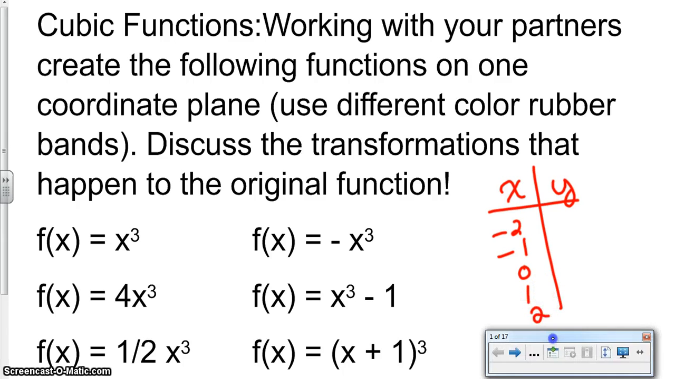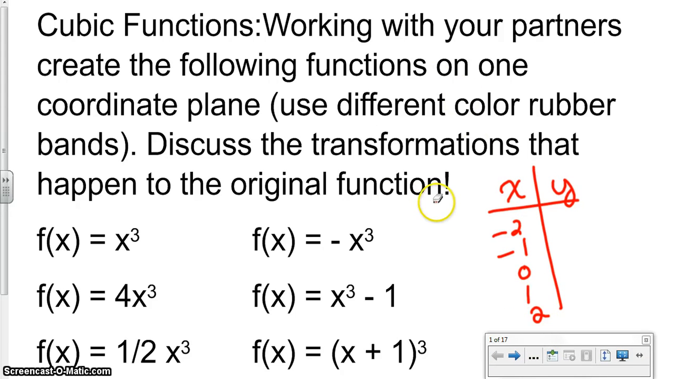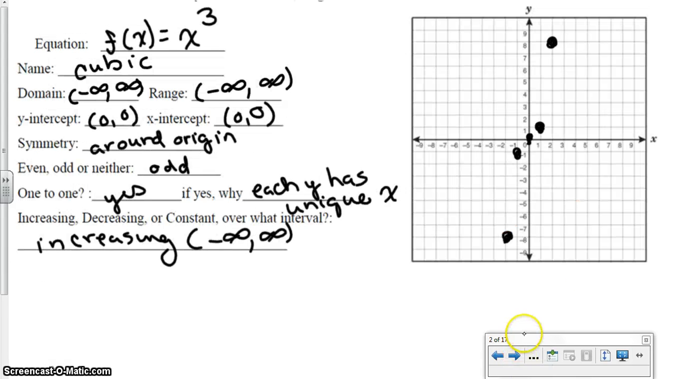So I want you to work on the cubic functions with your partners to create them on the coordinate plane. Remember that f of x equals x cubed is the parent function. And so I would suggest that you use the t-chart with -2, -1, 0, 1, and 2 as your inputs. All right, so this equation is called a cubic, and the domain is from -infinity to positive infinity. The range is from -infinity to positive infinity.